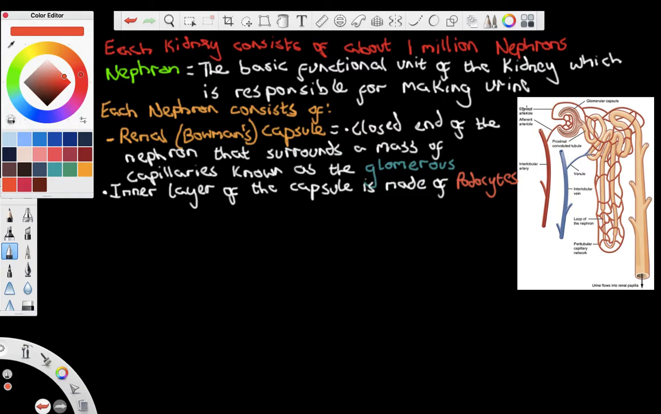After the renal or Bowman's capsule, we've got what's known as the proximal convoluted tubule. Now the word proximal means close to. So it is close to the Bowman's capsule. So this is the convoluted tubule that is closest to the Bowman's capsule.